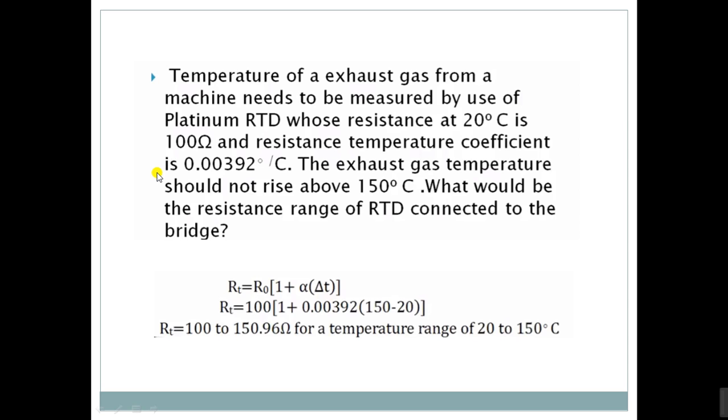So RT equals R naught into 1 plus alpha (T minus T naught) in general. Here I am representing that in terms of del T. So R naught value given, that is 100, alpha value also given, temperature coefficient 0.00392, and the variation of temperature is 150 to 20 degree. So the RT is 100 to 150.96 ohm for a temperature range of 20 degree to 150 degree Celsius we can get.